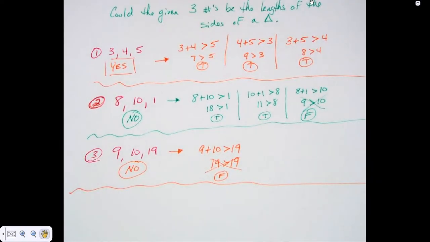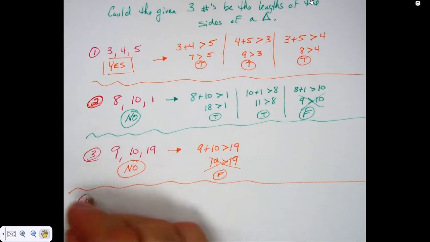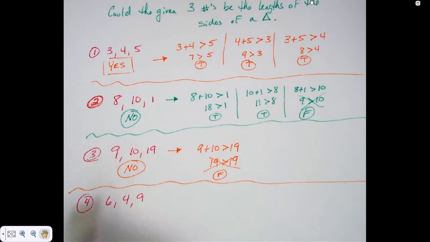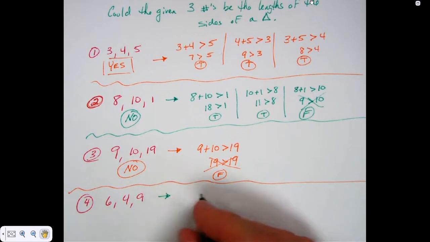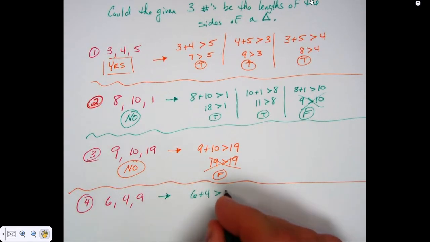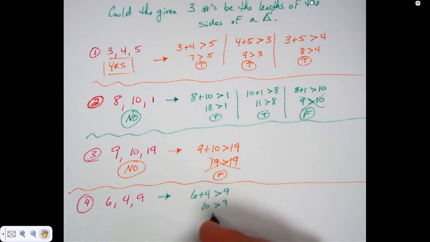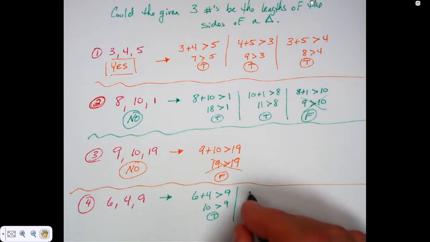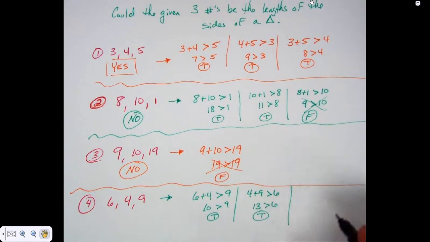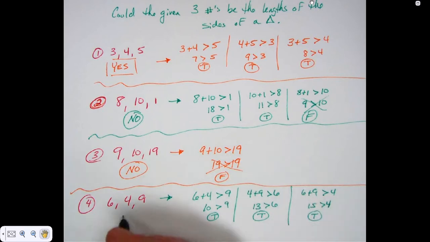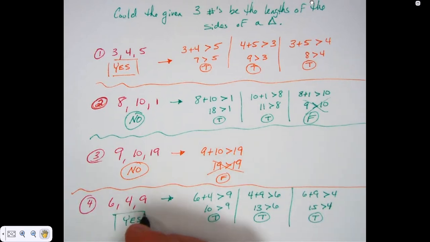And how about 6, 4, and 9? 6 plus 4, is that greater than 9? Is 10 greater than 9? Okay, next one. 4 plus 9, is that greater than 6? Is 13 greater than 6? True. And then 6 plus 9, is that greater than 4? Is 15 greater than 4? So could this be a triangle? Yes, it could.